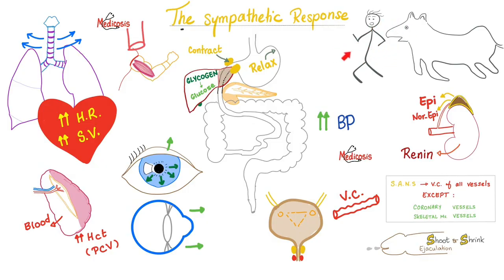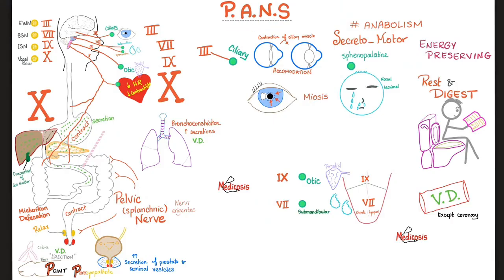No! No one has time for this nonsense. So you relax the wall and constrict the sphincter for the colon and for the bladder. But parasympathetic is the exact opposite. It is rest and digest: eat, read, and take a dump.